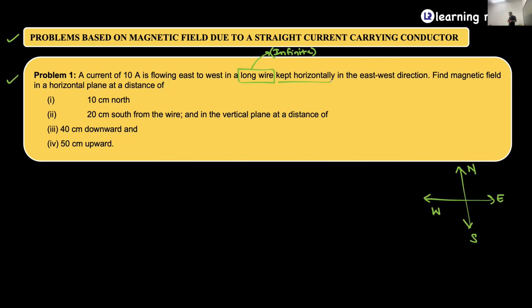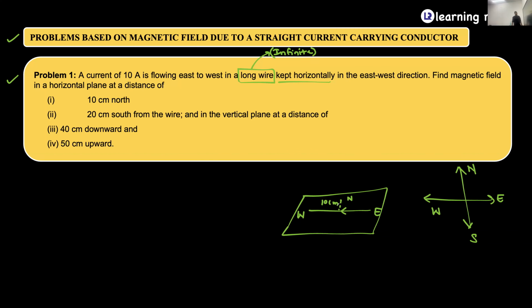So when the current is flowing from east to west direction, we need to find the magnetic field in the horizontal plane at a distance of 10 centimeter north. With respect to this conductor, where will 10 centimeter north be? It will be this side at a distance of 10 centimeter. If I take this to be the horizontal table, there is a conductor lying like this, where this is going to be east and this is going to be west, and the current is flowing in this direction. The north is present on the table itself, and it is at a distance of 10 centimeter.